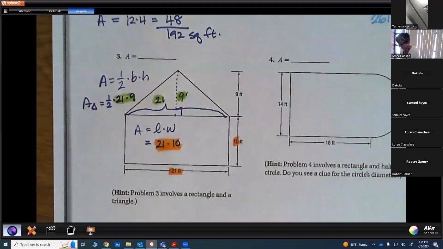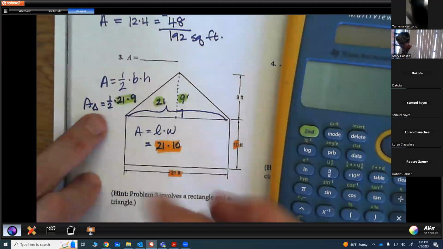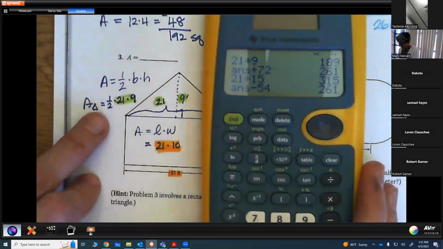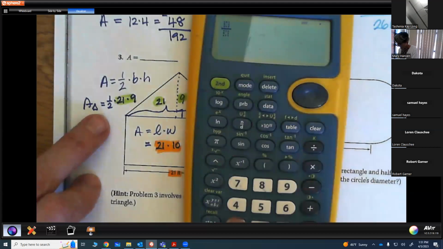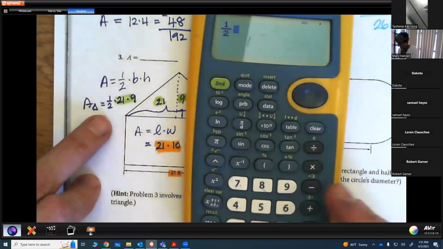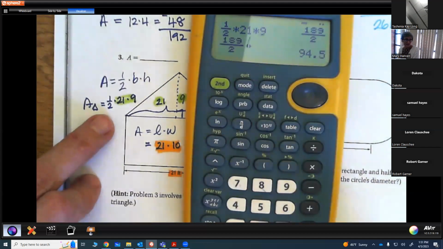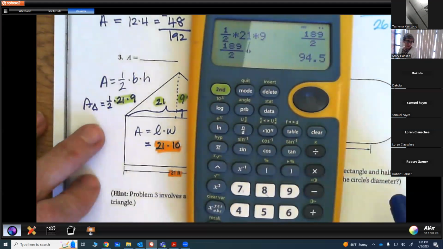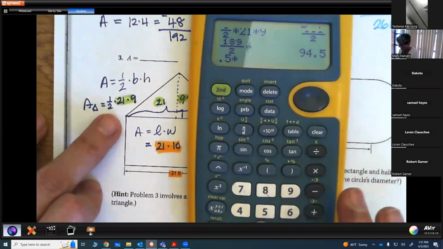Is it 10.5 divided by 9? If you did 10.5, half of 21 is 10.5, but then you'd multiply by 9. Oh, yeah, multiply by 9. Okay. So, if we can use the calculator, if you've got it, 1/2 times 21 times 9 is 94.5. Okay. Or if you don't have a calculator that does the fraction, 1/2 is the same as 0.5 times 21 times 9, which is still 94.5.